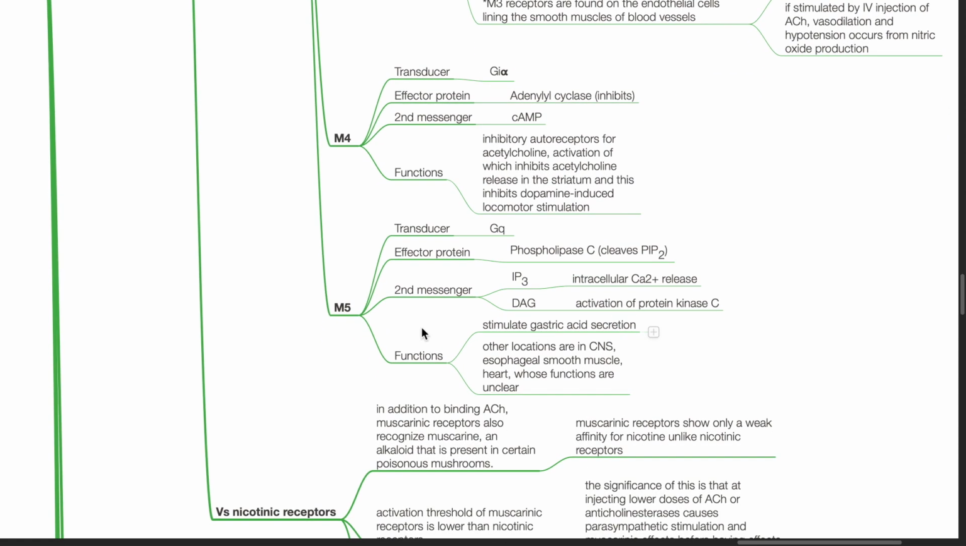M5. Transducer is Gq. Effector protein is phospholipase C, which cleaves PIP2. Second messenger is IP3, which causes intracellular calcium release, and DAG, which causes activation of protein kinase C. Functions of M5: stimulate gastric acid secretion. Other locations of M5 are in the CNS, esophageal smooth muscle, and heart, whose functions are unclear.